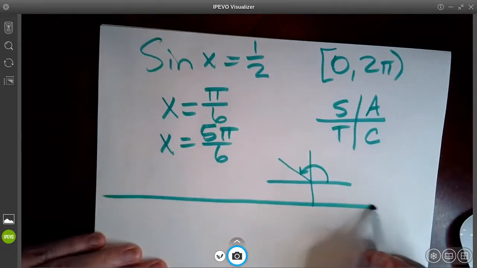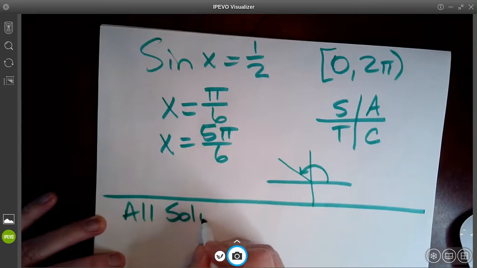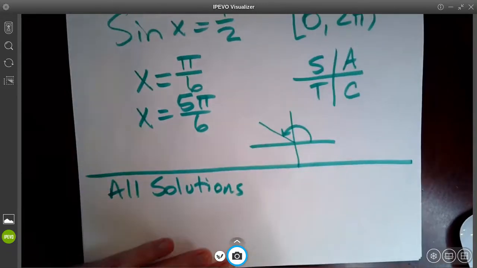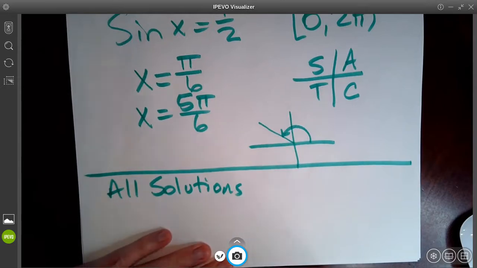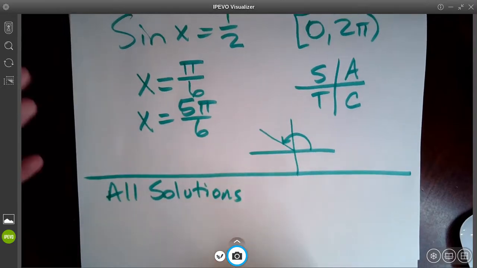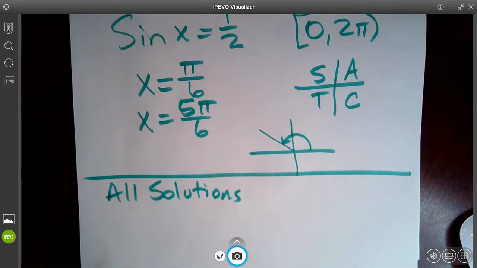Now, if it had said find all solutions, well, remember, we could keep adding 2 pi to each one of these over and over again to get the same reference angle, right? If I had pi over 6 and added 2 pi to that, I would get 13 pi over 6. 13 pi over 6 has a reference angle of pi over 6, so sine of 13 pi over 6 is the same as sine of pi over 6, which is 1/2.